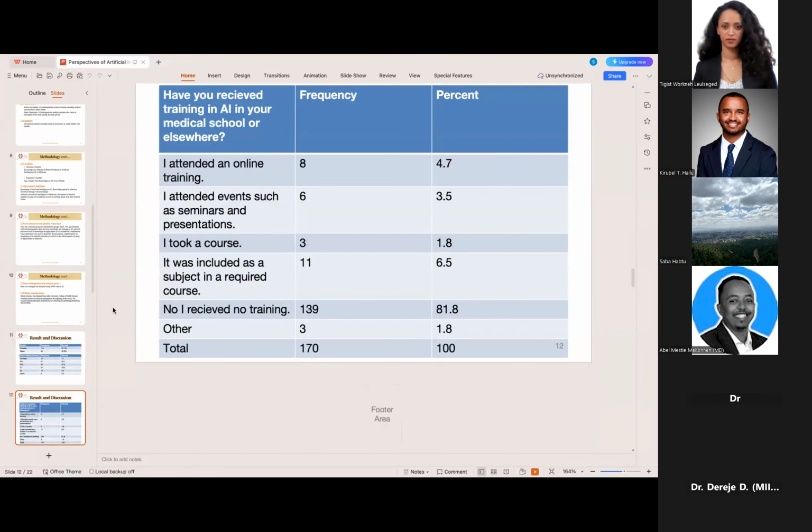Some of the questions that were asked were, for the question, have you received training in AI in your medical school or elsewhere? The majority, around 80% of the respondents, said that they had not received any training on AI in medical school or elsewhere, whereas less than 15% said that they took some courses as online trainings, or they attended seminars or presentations, or they took a course.